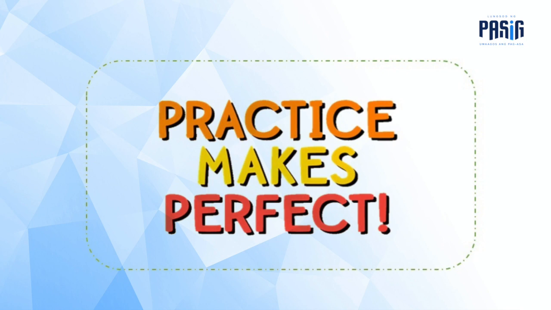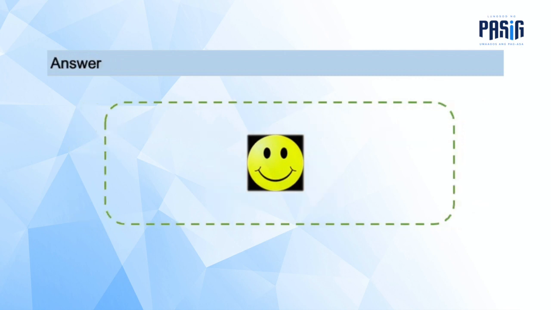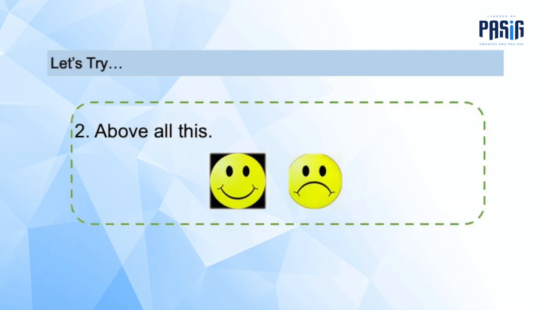Now, to check your understanding of our discussion on parts of the sentence, let us have an activity. You're going to tell whether each group of words is a sentence or not. Put a happy face if the group of words expresses a sentence and a sad face if not. So, let us begin. Number 1. Of all the new students, I like Ethan the most. Correct! It's a happy face because that group of words is a sentence. Number 2. Above all this.